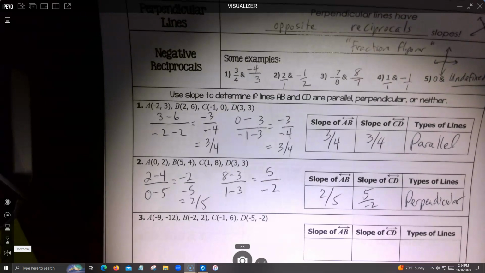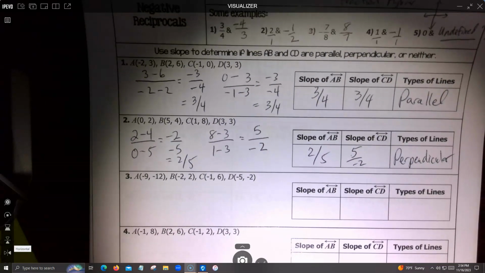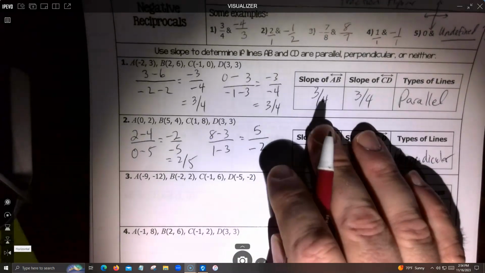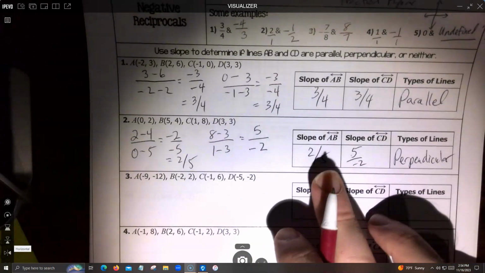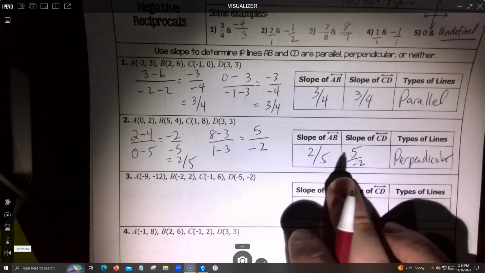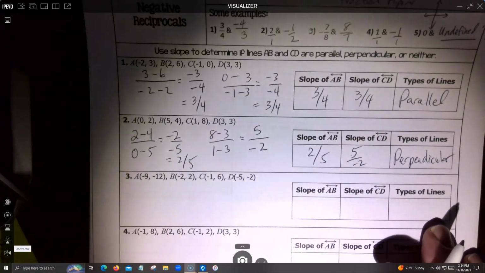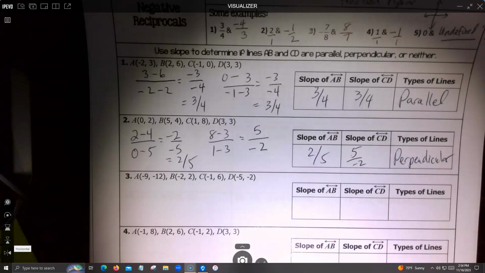Again, you would just keep doing this. If both slopes are the same, write parallel; if they are opposite flip overs of each other, you get perpendicular. If you get anything else, then you do neither. And I don't want to extend this video any longer than that, so I think you'll get the gist of that.